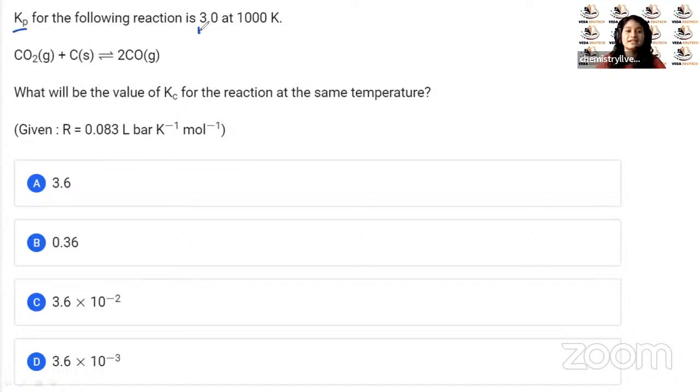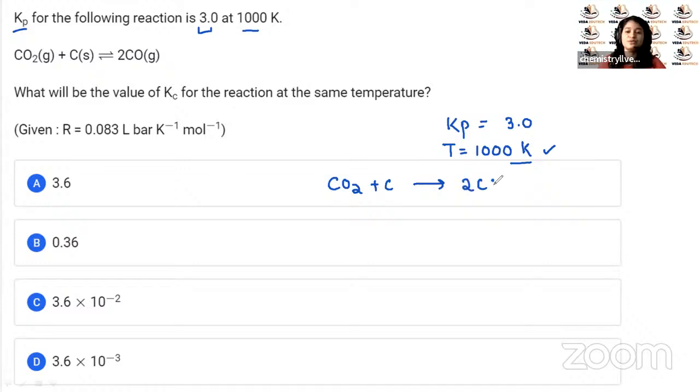Kp for the following reaction is 3.0, and the temperature is given to us as 1000 Kelvin. The reaction is CO2 plus C giving rise to 2CO. As we can see, only one of them is in solid state, that is carbon.